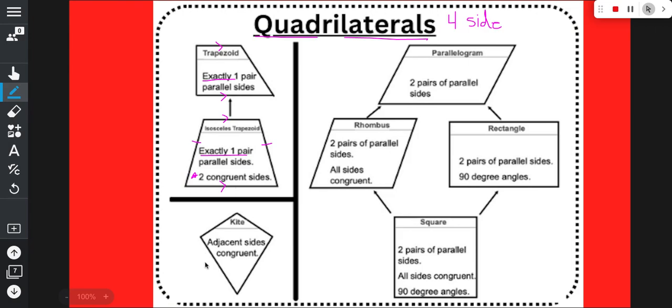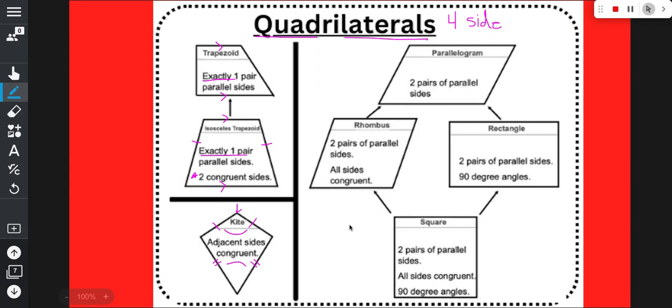A kite. Adjacent sides, remember, adjacent means they are touching by a vertex. Adjacent sides are congruent. So these 2 are congruent. These 2 bottom ones are congruent. Notice I'm adding a second line to show where the pairs are. There's a pair there, there's a pair there, and these top ones are not congruent to the bottom ones, so this helps show the difference between where they are.